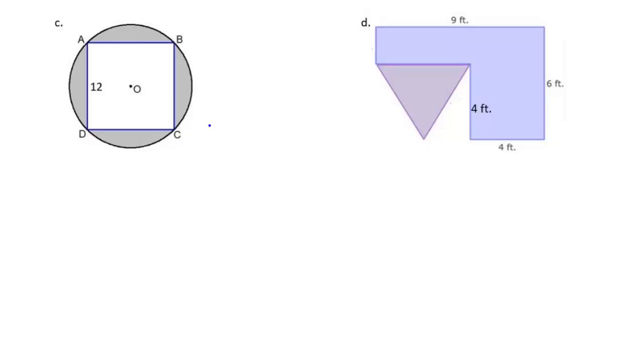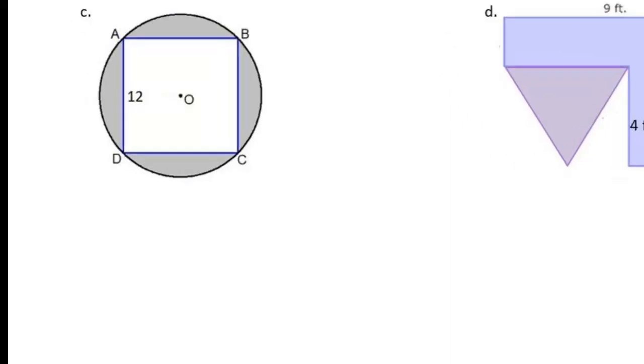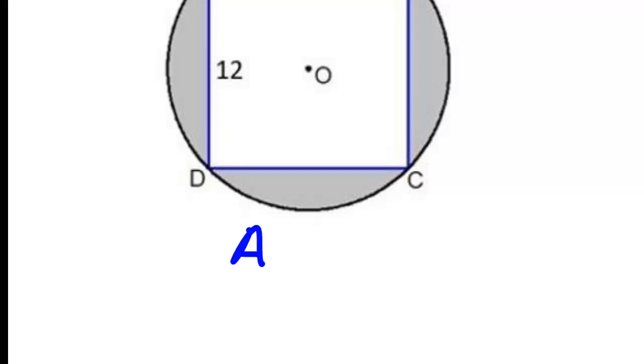14C, this is a really good one. So we have two different shapes here. We're supposed to find the area of the shaded region. What two shapes do we have? Circle and a square. Are we going to be adding, subtracting, or a little of both? If I want to find the area of the shaded region, subtracting. We're going to do the area of the circle minus the area of the square.